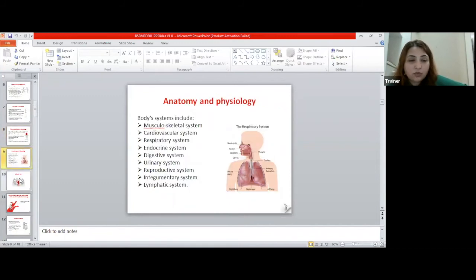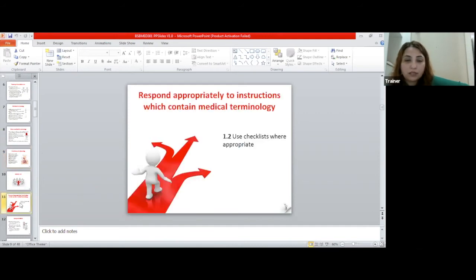Anatomy and physiology, we won't go through that. As you see here, all the different body systems: musculoskeletal, cardiovascular, respiratory, endocrine, digestive system, urinary system, reproductive, integumentary, and lymphatic. So please go through your unit, Healthy Body Systems. You have your learner's guide and plenty of medical terminology in there. Respond appropriately to instructions which contain medical terminology, using checklist where appropriate.